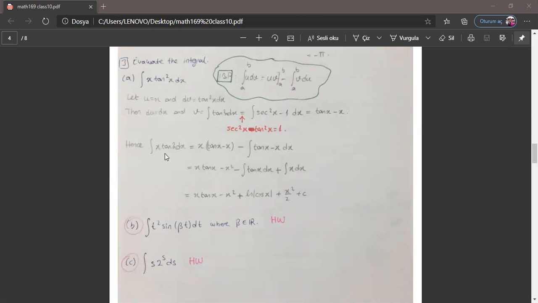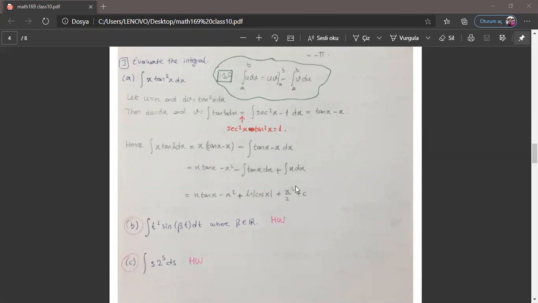So we have tangent x minus x as the variable v. Now we apply integration by parts and get x, here u, times v, minus the integral of v, which is tangent x minus x, and what about du? It's here, dx, okay? So here we have this integral. We rewrote this integral in this form.